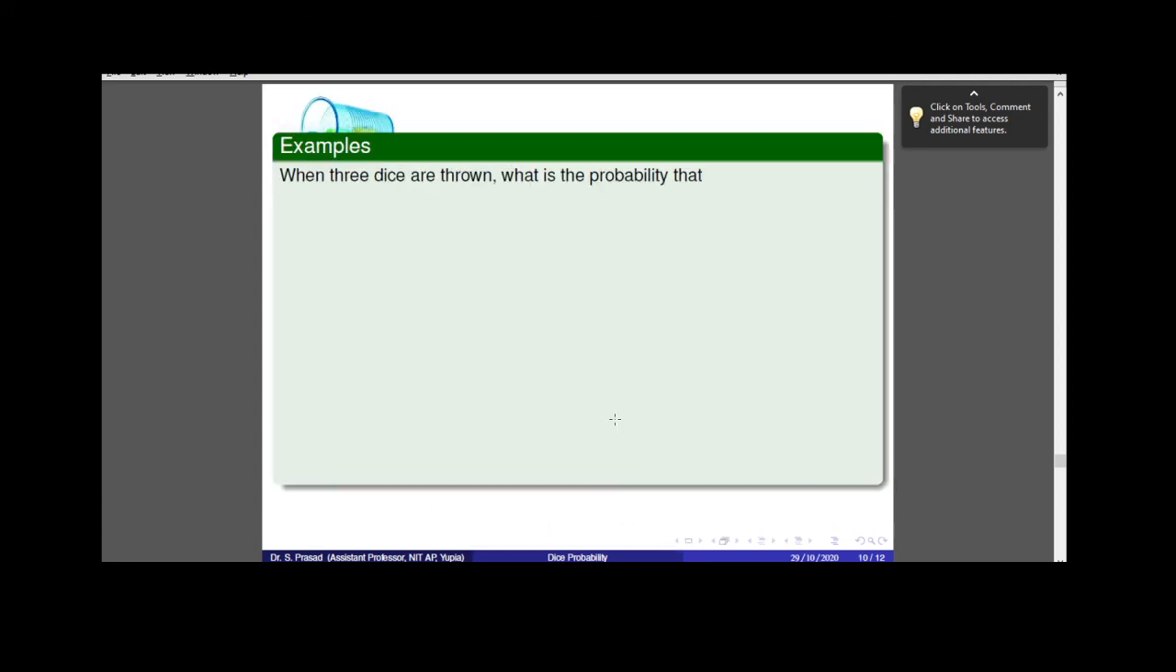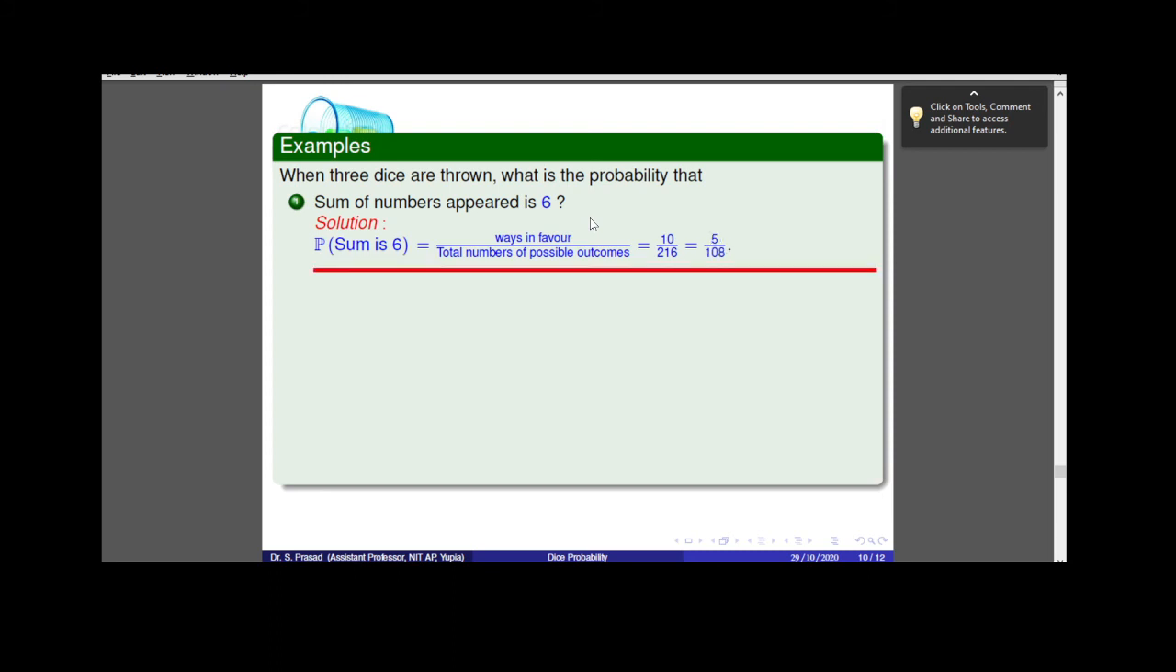And now we go for the example. When 3 dice are thrown, what is the probability that the sum of the numbers appearing is 6? We write the sum is equal to 6, the ways in favor and the total number of possible outcomes. Then 6 occurs for throwing 3 dice 10 by 216, and after calculation we get 5 by 108.